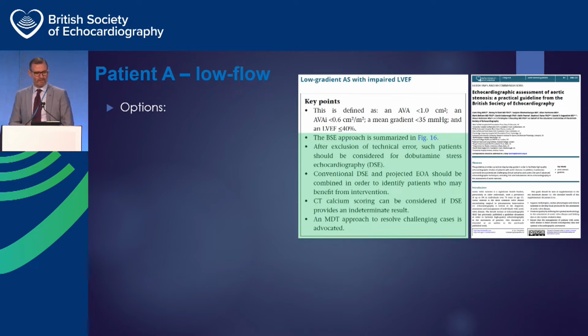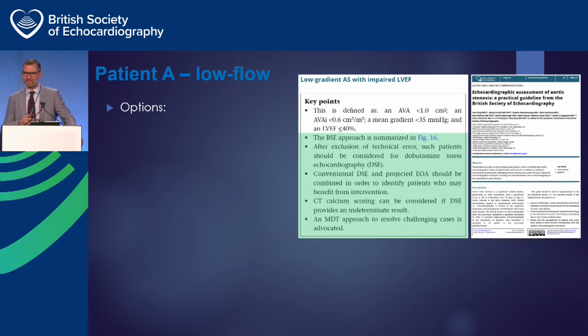And in those with low gradient impaired LV, so low ejection fraction, once we've excluded technical error as the cause of our discordance, then we should consider a dobutamine stress echo to see whether we can increase the flow rate and see whether the valve opens more if it's pseudo-stenotic, or, with increasing flow, the valve is rigid and truly stenotic and gradients increase. As part of that, we can consider calculating the predicted orifice area at higher flow rates. And if they're inconclusive, we can then consider CT calcium scoring or an MDT approach to answer the challenging question.